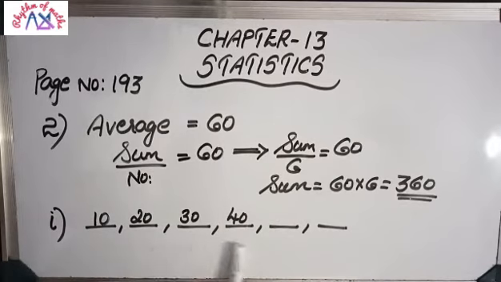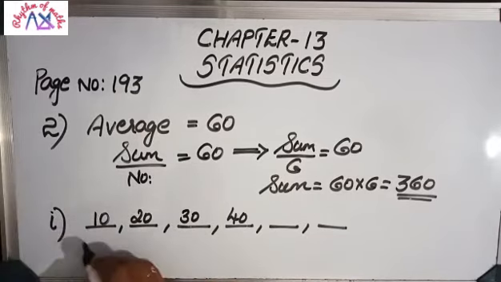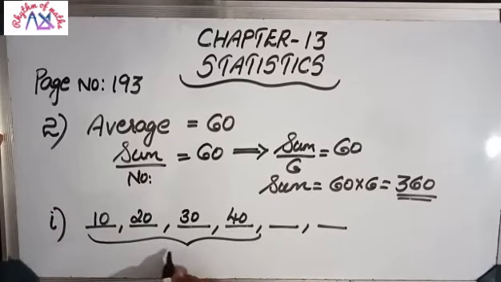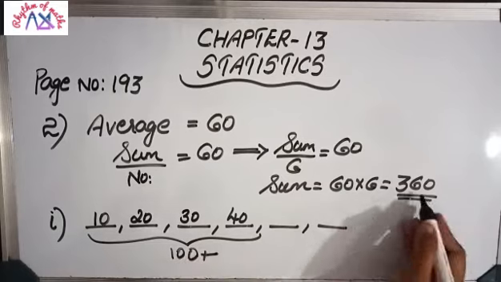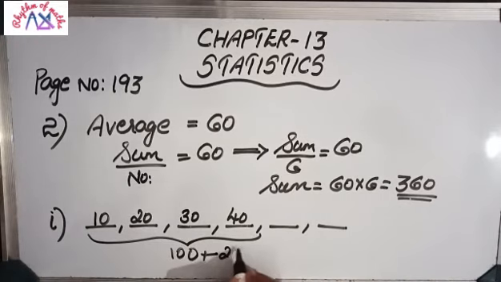Before that, first of all find the sum of these numbers, so that we will get an idea about the next 2 numbers. So here 40 plus 30, that is 70, 70 plus 20, 90, 90 plus 10, 100. That means up to these 4 numbers the answer is 100. Now 100 plus what is 360? We need 260 more.